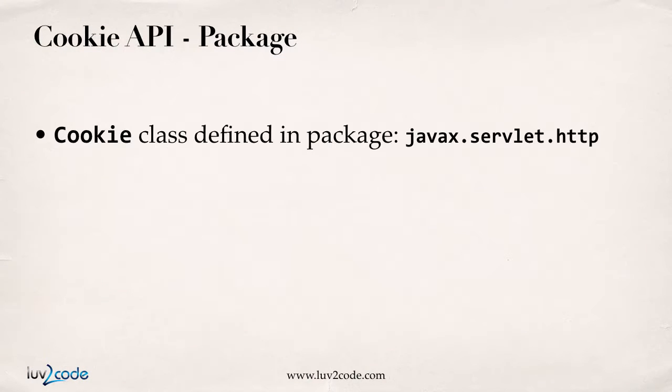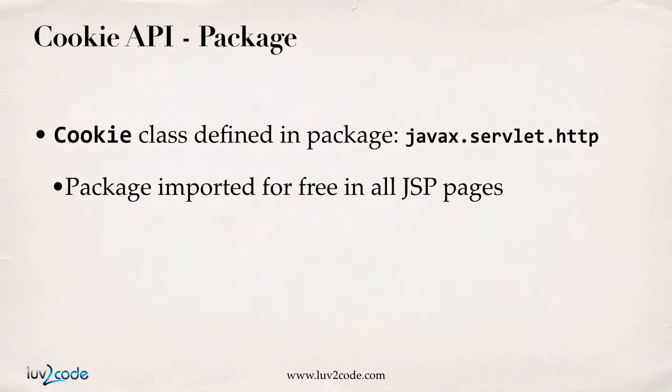All right, so the cookie API. Well, there's a special class called Cookie. It's defined in the package javax.servlet.http. This package is given to you for free in all JSP pages, so there's no hard requirement for you to import it. You automatically get this package, so you can simply make use of the Cookie class directly in your JSP page.